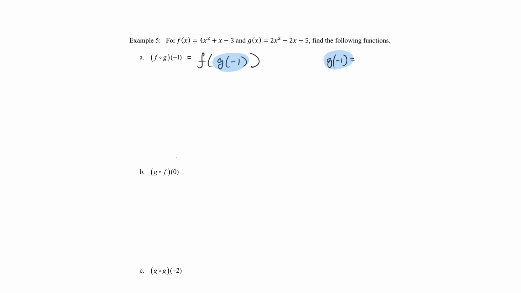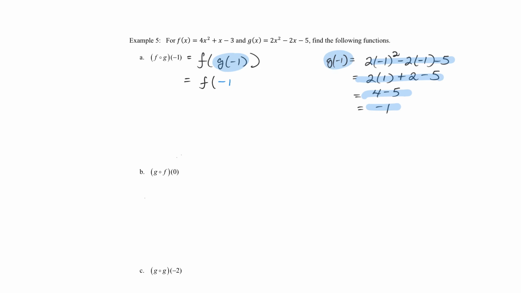G of negative 1 is 2 times negative 1 squared minus 2 times negative 1 minus 5. 2 times 1 plus 2 minus 5. 4 minus 5 is negative 1. Now that's just a coincidence that it turned out to be the same, okay? So I'm going to replace g of negative 1 with what it's equal to. This is going to be f of negative 1, because g of negative 1 is negative 1.